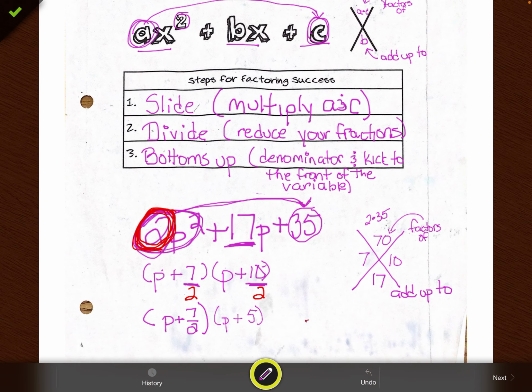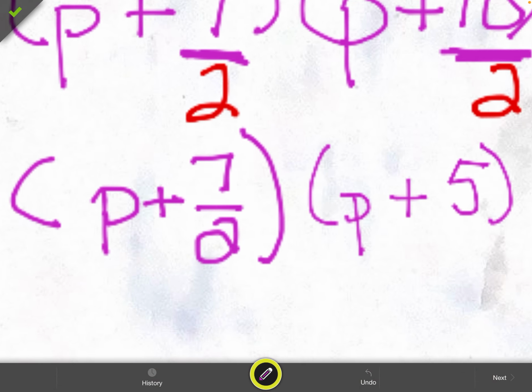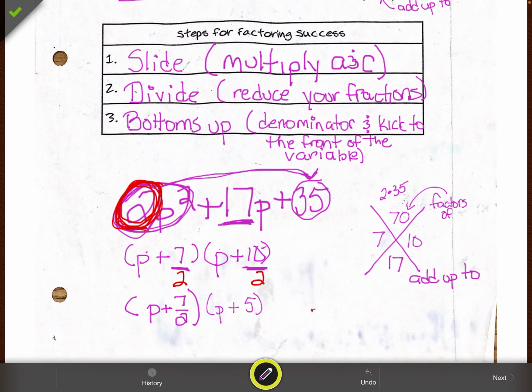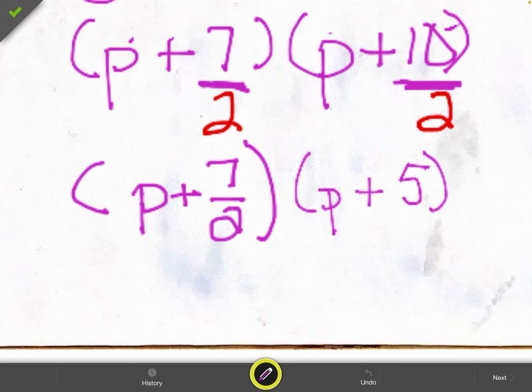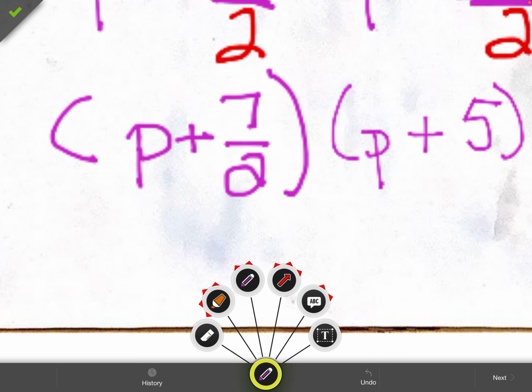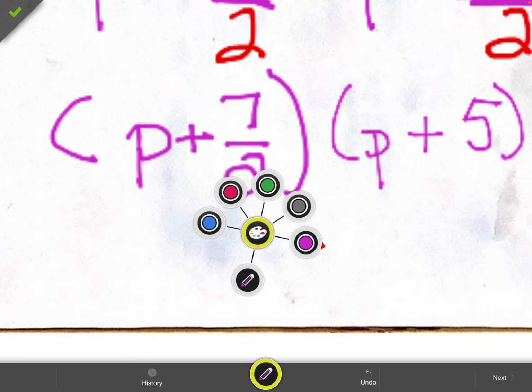Bottoms up means take the denominator of whatever fraction you have left. Sometimes you'll have one fraction. Sometimes both of them will have fractions in your parentheses. This one, we only ended up with one fraction. But we're going to take the denominator, that 2 hanging out down here, because we don't want to leave it like that. We're not fans of fractions. We're going to take the 2, and we're just going to kick it up front of the p. That's what bottoms up means.